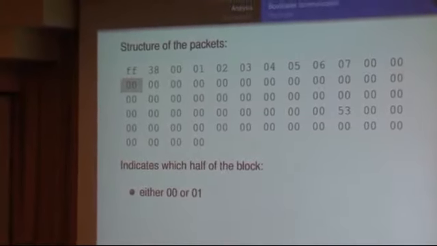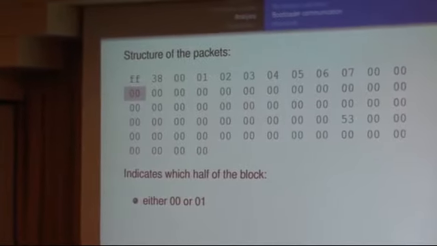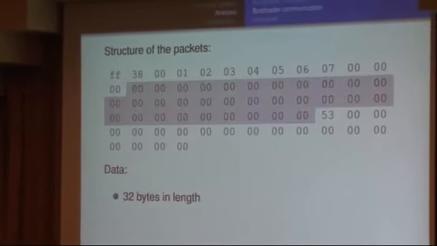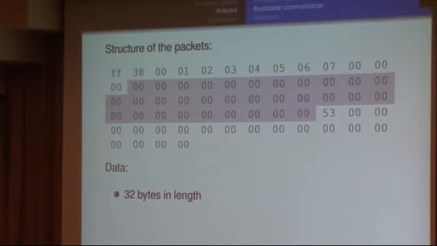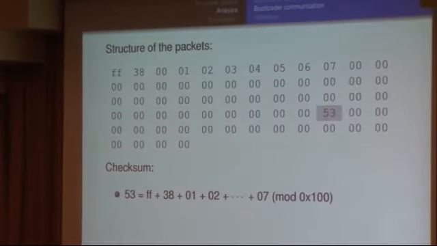And then the next byte is either 0 or 1, depending upon whether you sent the top half or lower half. And then the next 32 bytes, that's the half block. And then the next byte is just a sum of all the previous bytes mod hex 100.